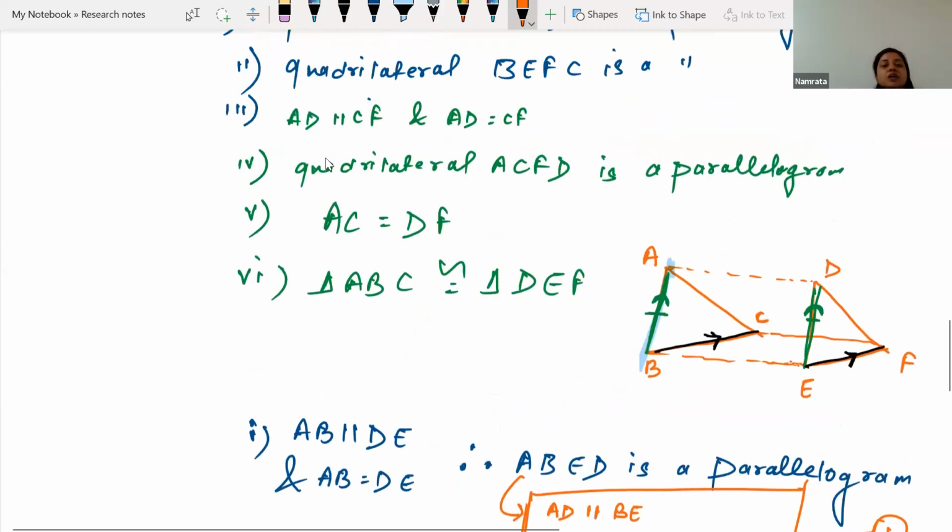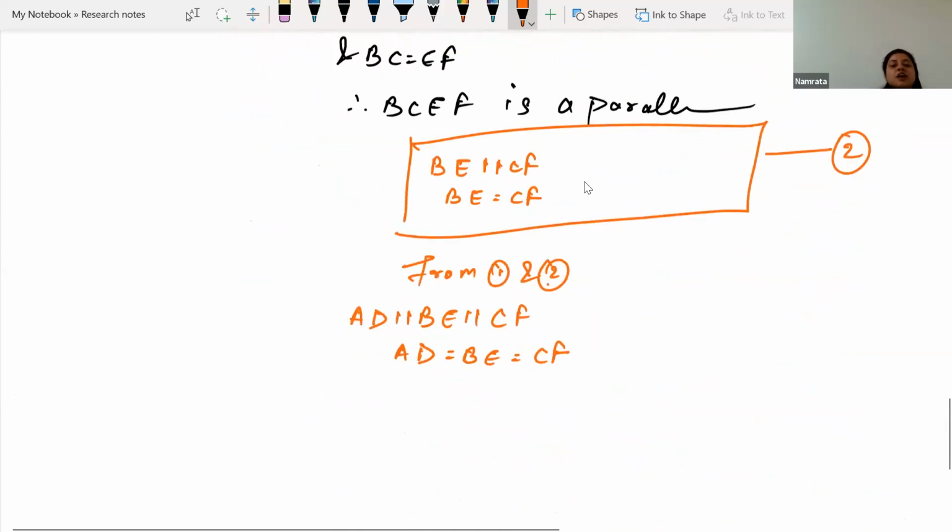What did we want to prove in the third part? AD is parallel to CF, AD is equal to CF. Can you see, we have already proved here that AD is parallel to CF and AD is equal to CF. How did we get it? From the first and second equations. How did we get those? Just by listing down the other conditions of the parallelogram. Since we have already proved that it's a parallelogram, the other two opposite sides will also be parallel and equal. From there we ended up getting that all are parallel and all are equal, and hence we proved the third part.